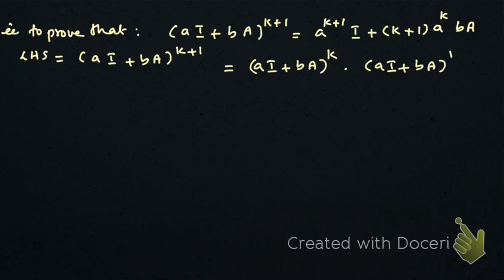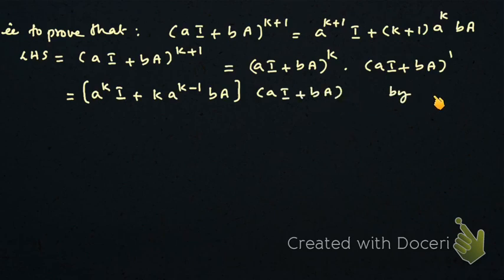So we go back to equation number 1 and look at what (aI + bA) raised to k was, which I am going to copy here. This is from equation number 1. I replace (aI + bA) raised to k by its value from equation number 1. And the second term, (aI + bA) raised to 1, which means aI + bA, I will copy as it is. But this is done from equation number 1, and remember, that was an assumption. So we made use of our assumption to get this step.